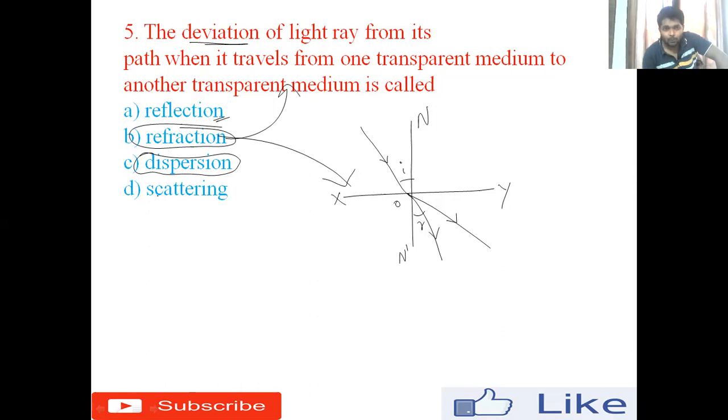And how about option D, scattering? Whenever the light passes through the atmosphere, atmospheric particles like water droplets, dust particles, and many other constituent molecules will cause the light to split. The process of splitting of the light because of these atmospheric constituents, we will call a scattering of light. So the right answer for this question is option B, refraction.